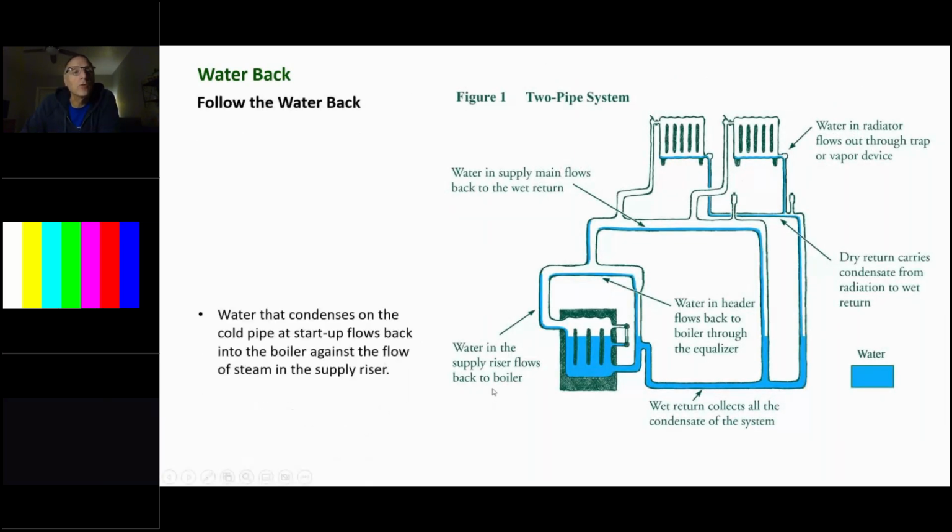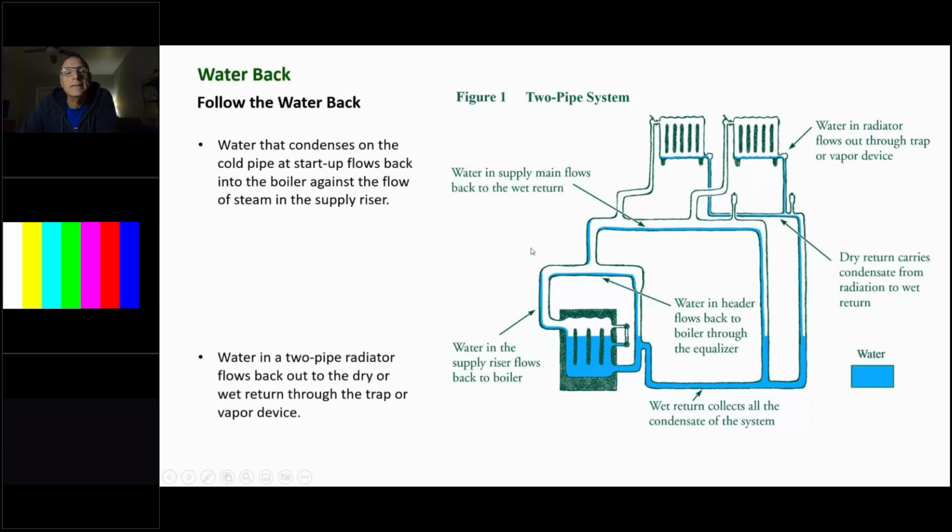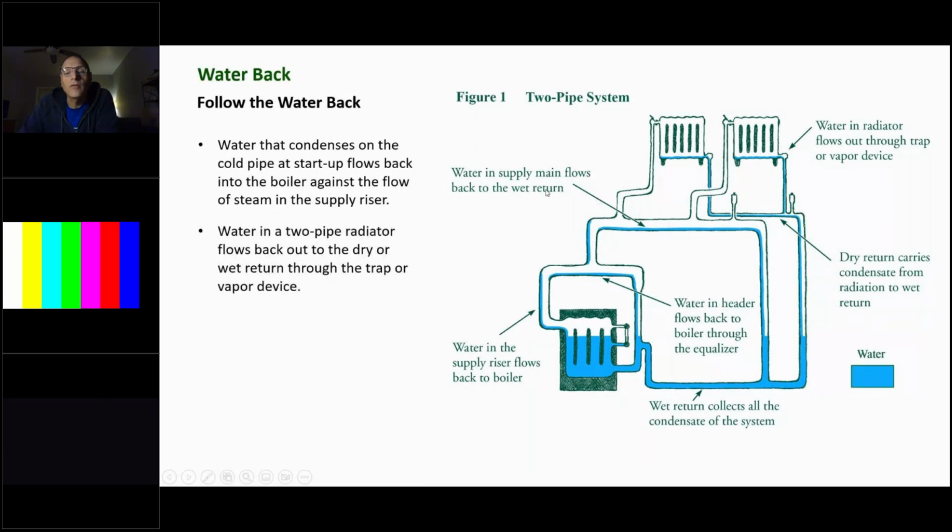Okay, so we have to try and follow the water back. Water in the mains flows back to the wet return. Water in the radiator flows through the trap or vapor device back to the dry return, and it carries condensate from the radiation down to the wet returns. The water in the header is carried across the main and drops down into the wet return also. The wet return collects all of the condensate from the system. Water in the two pipe radiator flows back to the dry wet returns through traps.